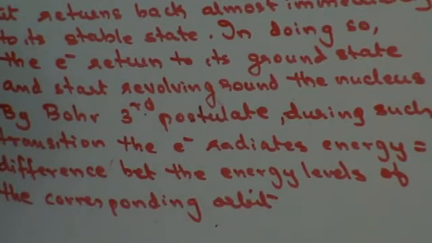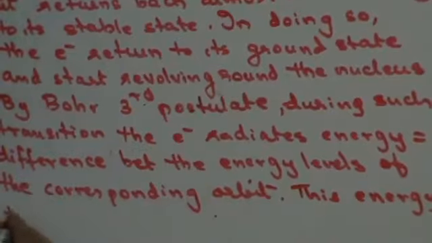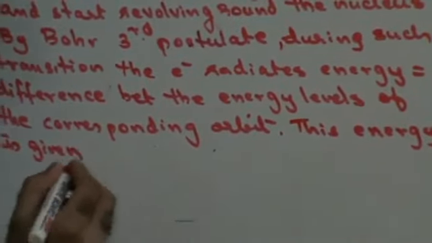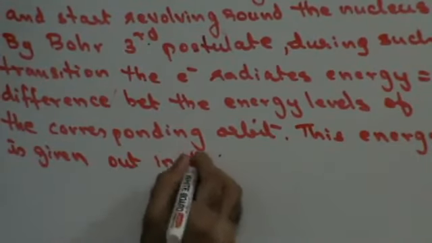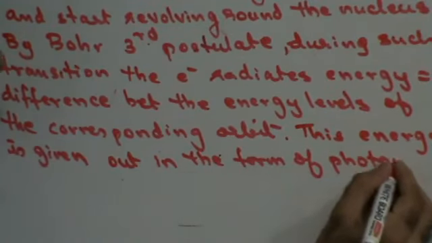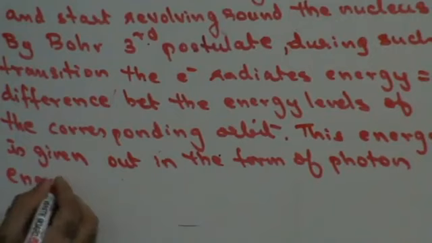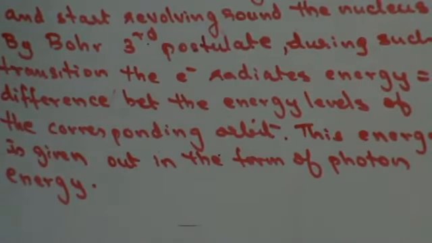Right? This energy is radiated in the form, if it is going to give out energy, Bohr's third postulate says that this energy is going to be given out in the form of photon energy, right?